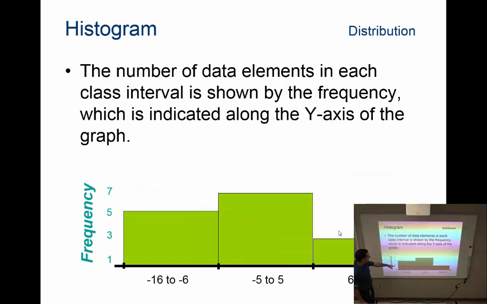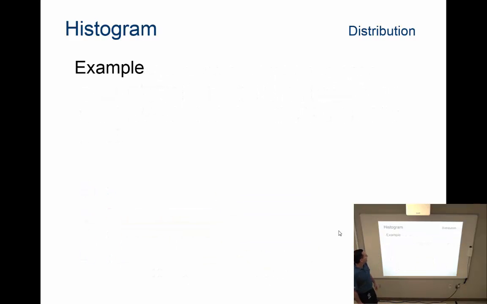And I can use this information to determine the frequency. So I know that there are 5 data points that fall between -16 and -6. There are 7 between -5 and 10. I'm sorry, -5 and 5. And then there looks like 3 between 6 and 16.